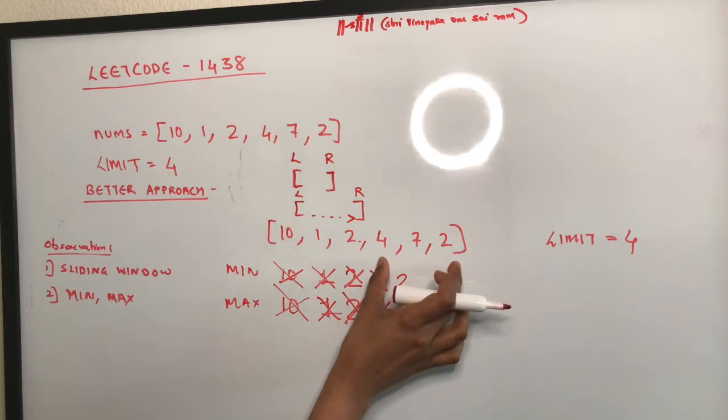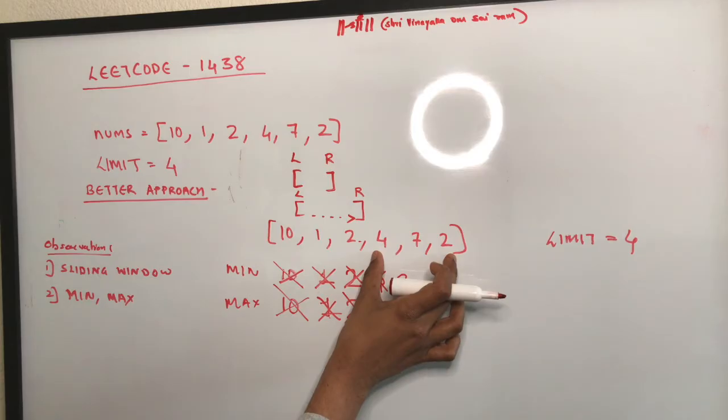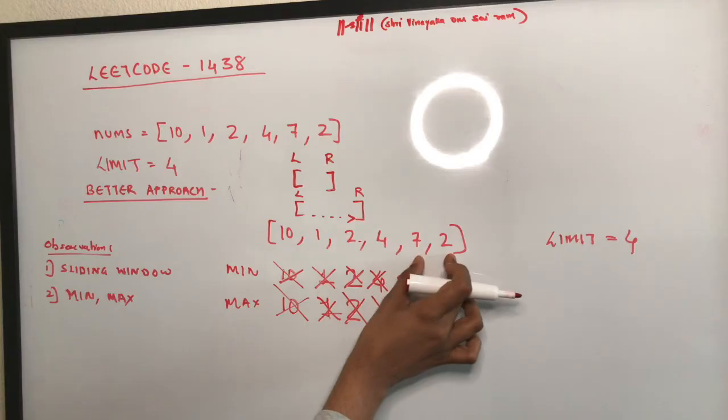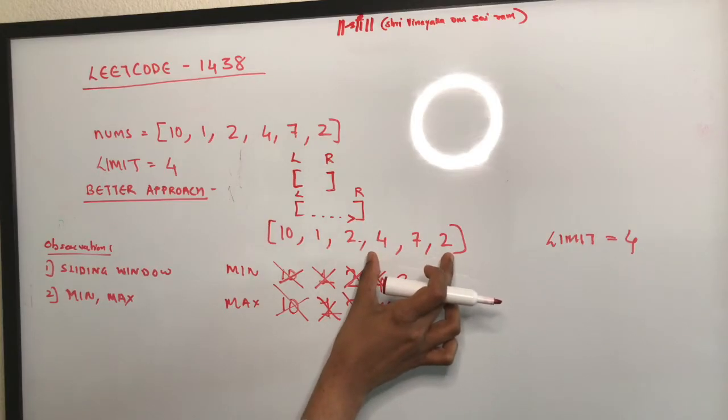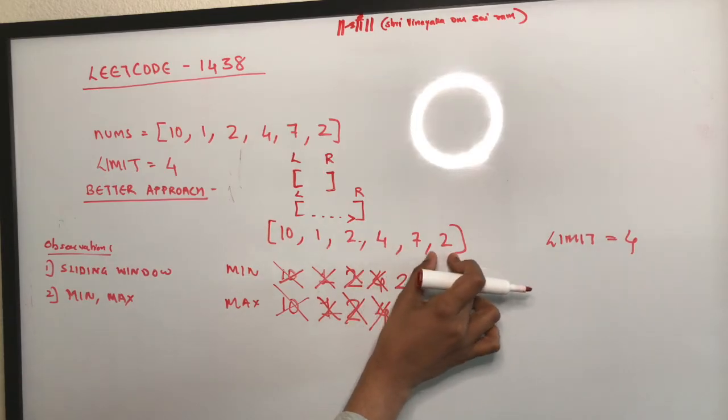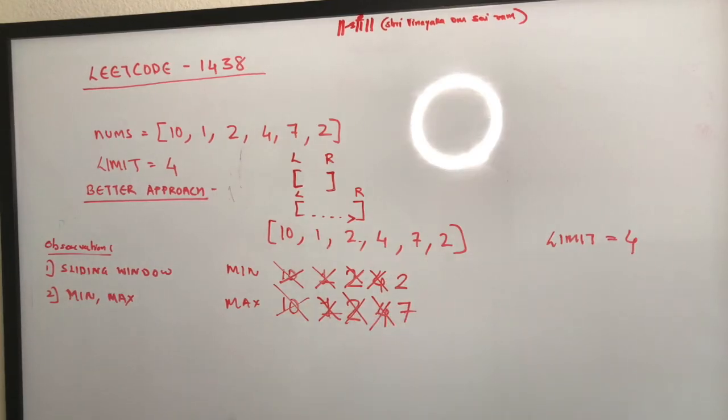But usually you will stop here because there is no point in shrinking this further, because the maximum size is always greater than any size which is less than this, just as an extra observation.